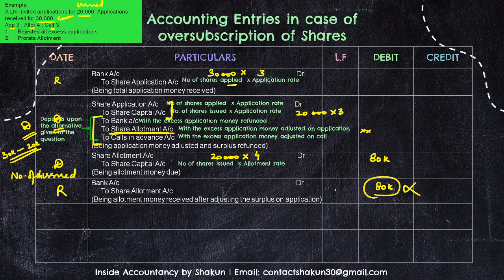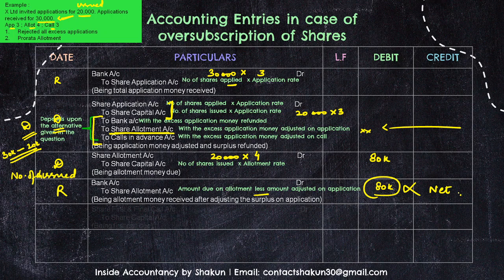So in this entry, which amount will you put? The amount which is due on allotment. What is the amount due on allotment? 80,000 in the example that I've taken, less the amount which is adjusted on application. That is the excess money that has been utilized towards allotment. So after subtracting that, the net amount will be mentioned in this entry.